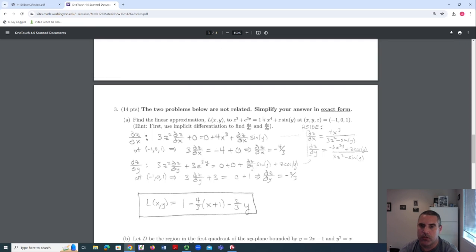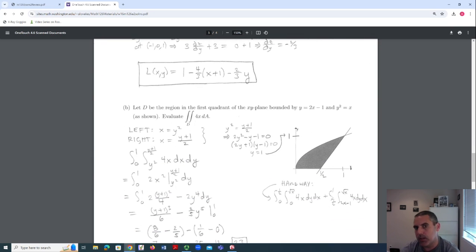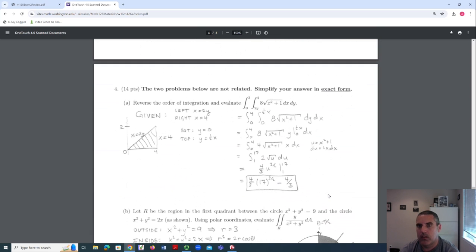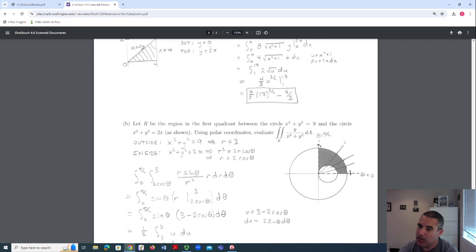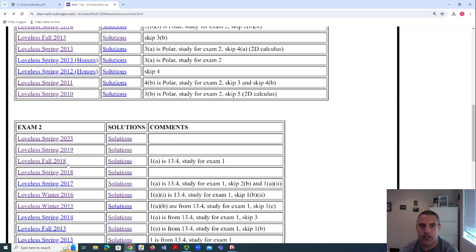Find the linear approximation. Okay, another one of these. Implicit, take the derivative. Be ready for that. That's coming. Here's a region. Can we describe the bounds? There's a couple different ways. Here's another region. Can we draw it and find the bounds? Here's another region. This one's polar. Can we get the bounds? That's what this exam is.